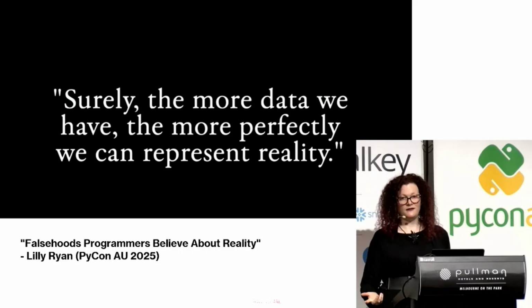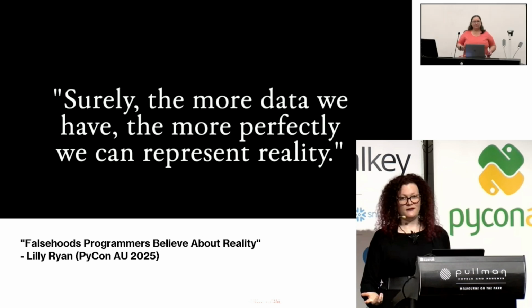This talk was inspired by Lily's talk about falsehoods programmers believe about reality at PyCon AU. Specifically this falsehood: the more data we have, the more perfectly we can represent reality. If by "the more perfectly we can represent reality" we mean we can predict what will happen next, that's very much not true. In this talk, I'm going to explain to you why, to discuss how chaos causes unpredictability in software systems, and to give you some strategies to handle it when it matters.